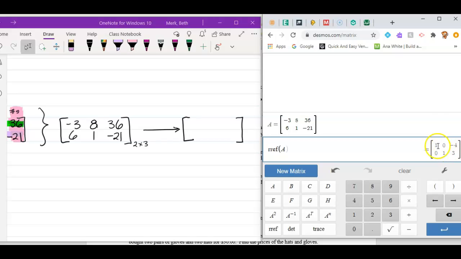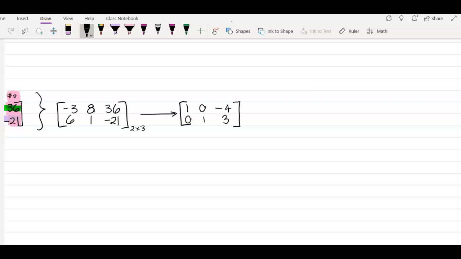It tells me that 1, 0, -4, 0, 1, 3. Let's copy that down. 1, 0, -4, 0, 1, 3. Now we've solved this system using substitution and elimination already. We knew we were going to get -4, 3 for the answer, but here's how you read it. Looking at the answer, this is how we set it up and enter it, and then this is going to be the answer.